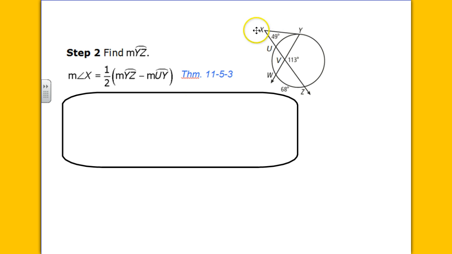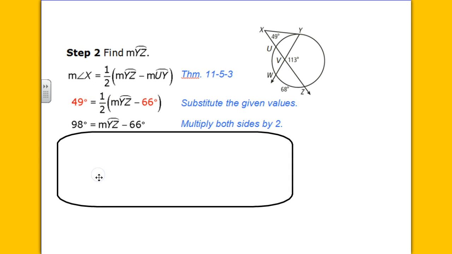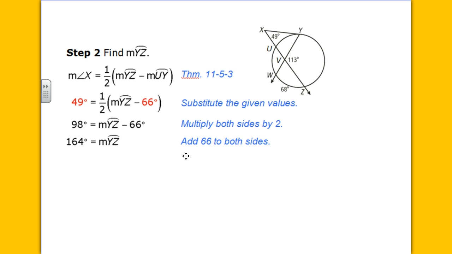So angle X is 49, so we're going to substitute 49. And YZ is unknown, but we have UY, which is 66 degrees. So now we simply have one unknown, the measure that we're looking for. So we could start right now by multiplying both sides by 2, and that gives us 98. 98 equals this large arc minus 66. So add 66 to both sides, and the measure of YZ is 164 degrees.